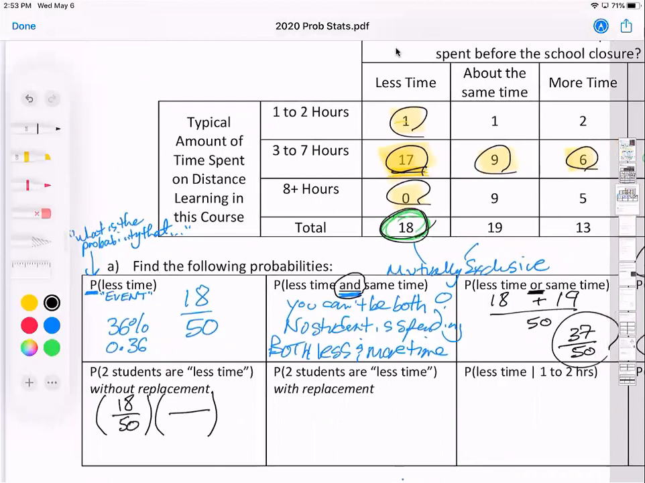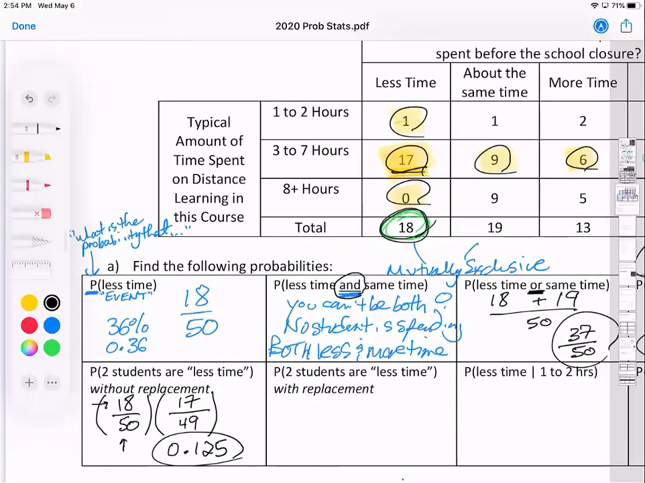And pause the video and see, can you figure out what this next fraction is going to be? The next fraction, since it's without replacement, you've selected 1 student here. That means you have 49 students left. And you've lost a student from the numerator because one of your less time students has been selected. So you have 17. And then multiplying those, we get 18 out of 50 times 17 out of 49. And that would be 0.125. I'm multiplying that. So that's the probability.